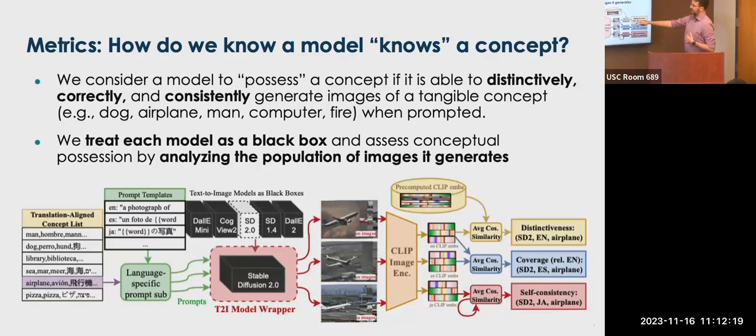And I compare the populations against pre-computed embeddings in order to test for the distinctiveness of the images generated in a concept. I compare the reference language to the test language to check for correctness. And I compare the population of images to themselves to test for self-consistency. So we define these as the 3 criteria for a model to know a concept: it needs to be correct, it needs to be distinctive, and it needs to be self-consistent.